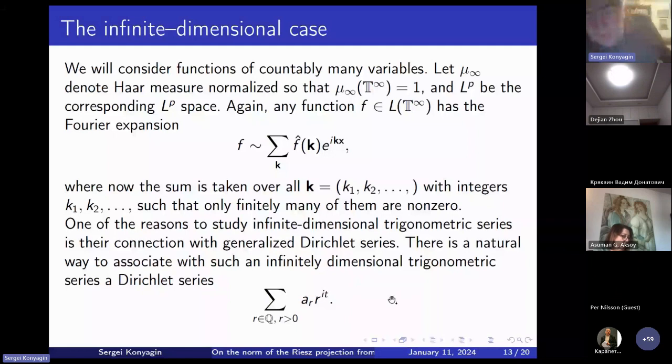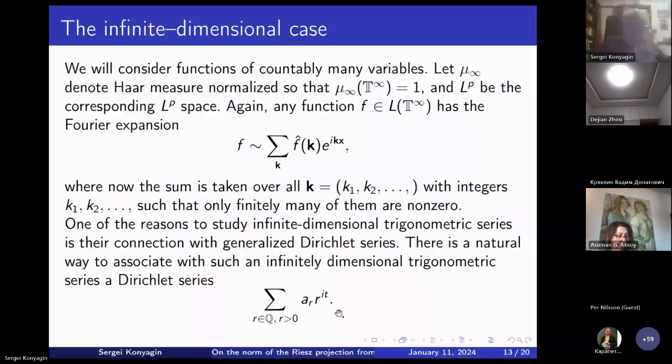What is the generalized Dirichlet series for us? It is the following series. We can take the following sum, where r runs over the set of positive rational numbers. The usual Dirichlet series is a sum of this kind, where r runs over the set of positive integers. But in general, we can take other numbers, and we consider rational numbers r.